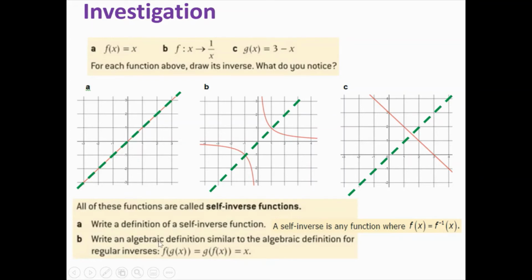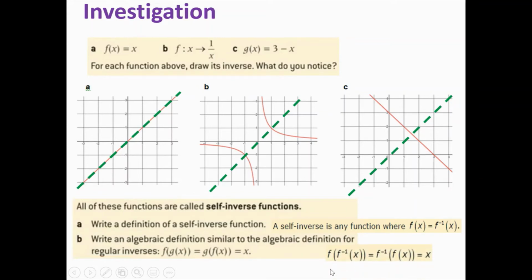Now, write an algebraic definition similar to the algebraic definition for regular inverses. In regular inverses, we learned that if you put one function into another, either way, so g of x into f of x or f of x into g of x, and you simplify that, you would end up with x. That's what happened with regular inverse functions. If you put one in the other, you always end up with the result x. Now, could you write a similar algebraic rule for self-inverses?